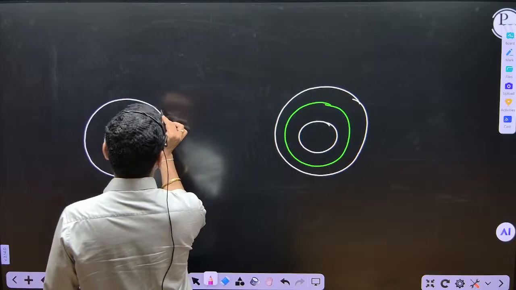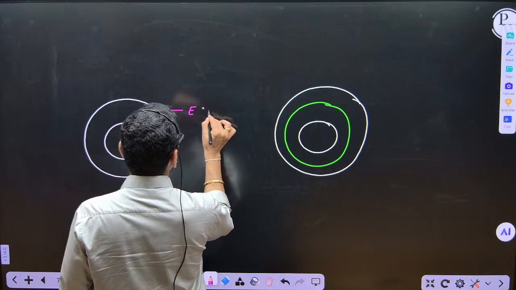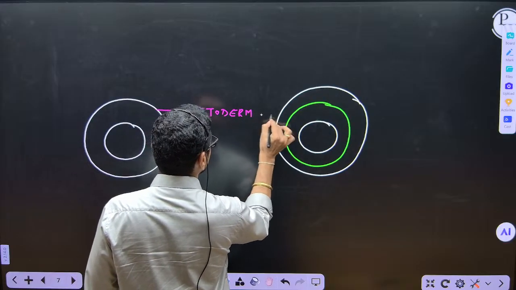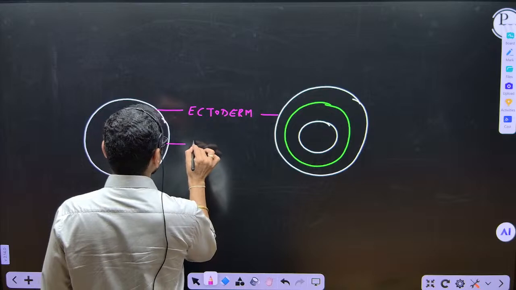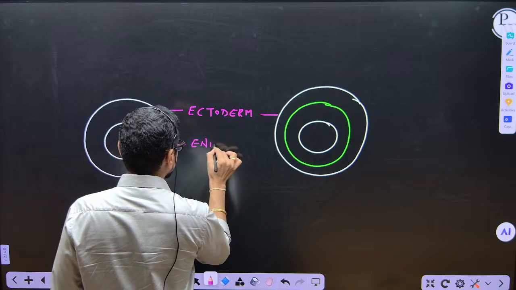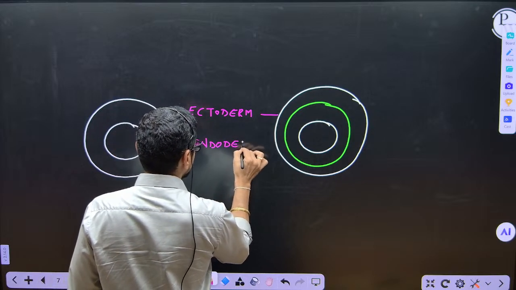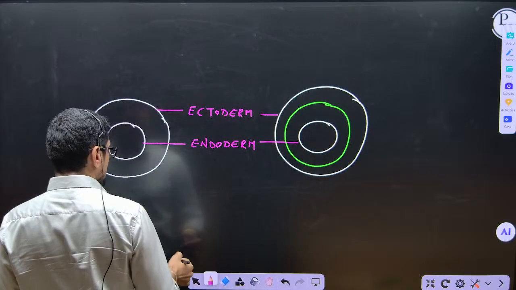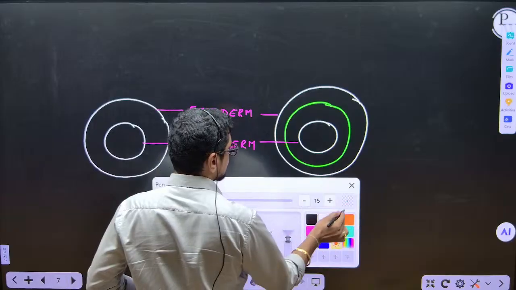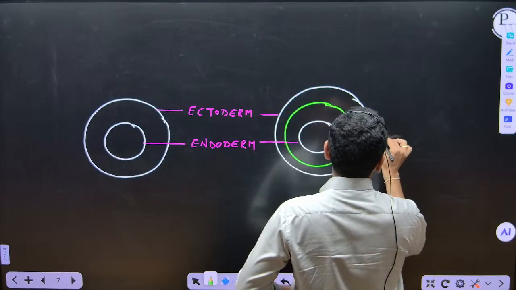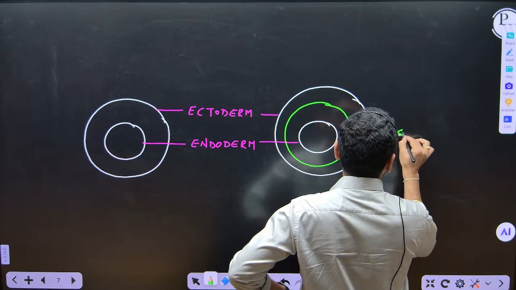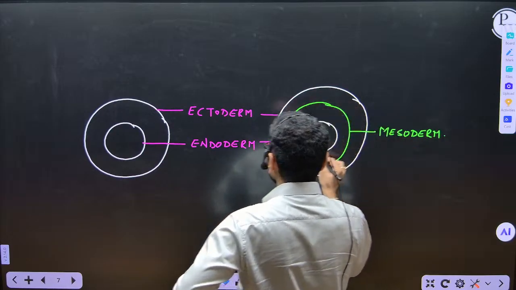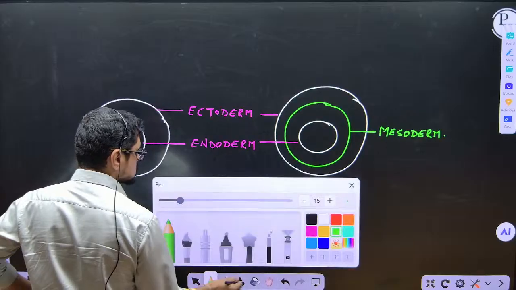Let me write the labeling. Outermost layer is ectoderm. The innermost layer is called E-N-D-O, endoderm. This is the innermost layer. And now I will show you the special layer. What is the special layer? This is called mesoderm, M-E-S-O-D-E-R-M, mesoderm. Three layers are present here, but here there is no mesoderm.